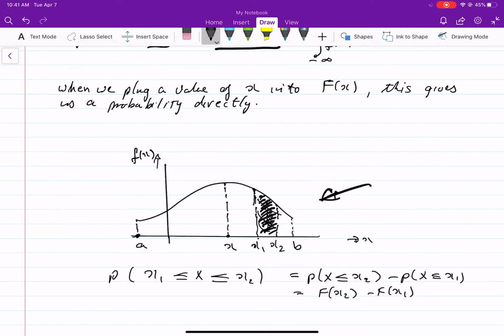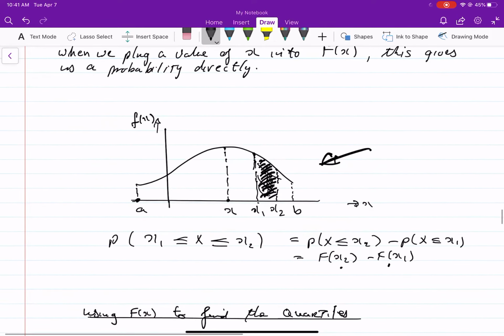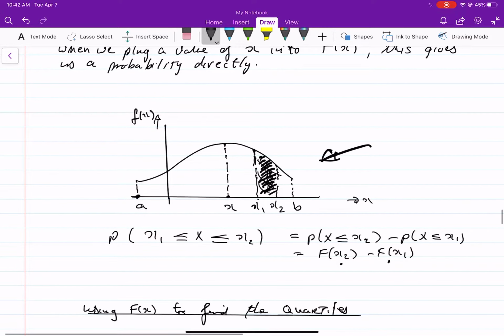And because big F of x is defined as the probability that x is less than or equal to x, then the probability that x is less than or equal to x2 is big F of x2, and the probability that x is less than or equal to x1 is big F of x1. So you can use the CDF, the cumulative distribution function, big F of x, to find a slice of probability between two x values.